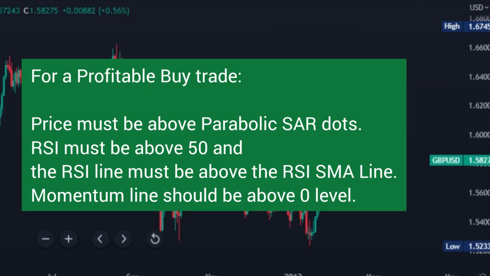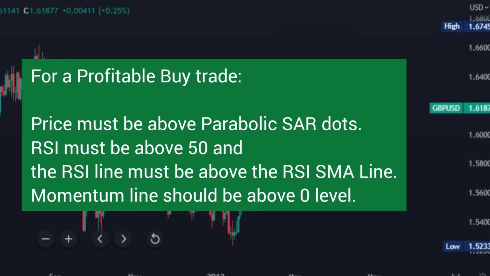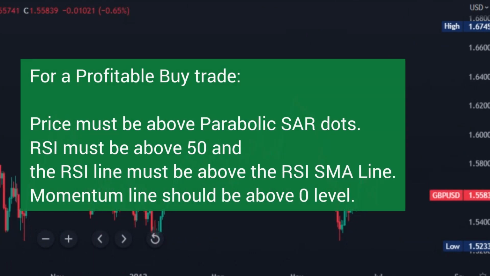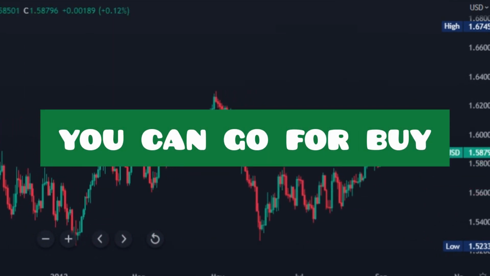Now let's talk about buy trade. Price must be above the parabolic dot, RSI must be above 50 and the RSI line must be above this SMA line. Momentum should be above 0 level. If all conditions are met, you can go for a buy.